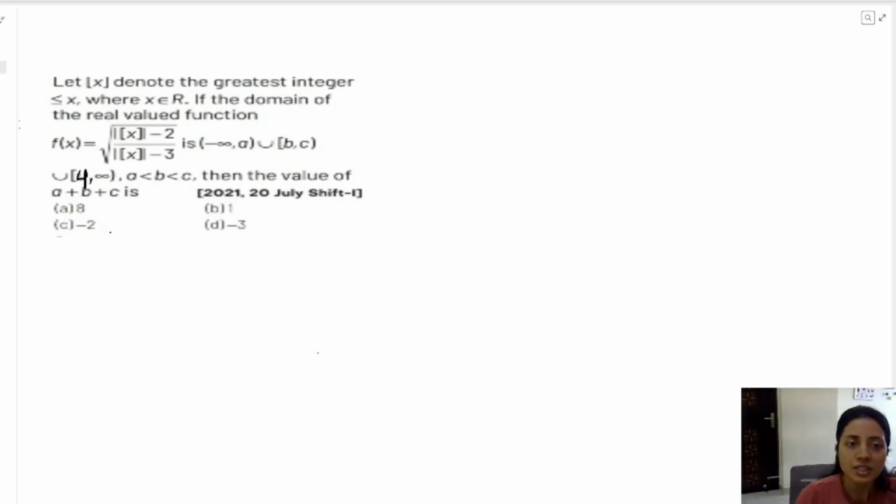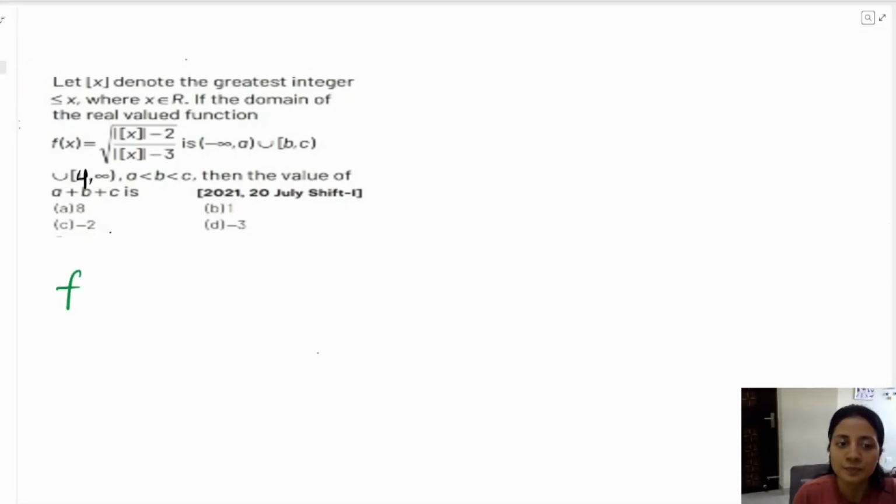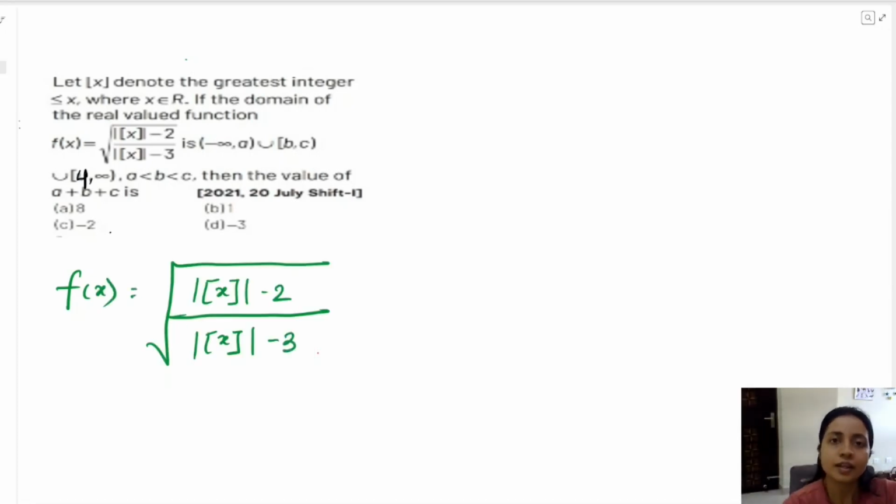So the given function is f of x is equal to, as we can see, the greatest integer function and modulus function are both involved over here. Let's write the function first. Now to find the domain of this function, we need to understand that whatever is inside the root needs to be greater than or equal to 0.